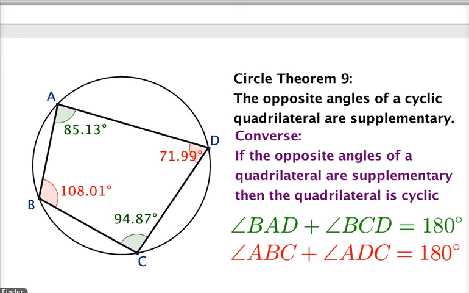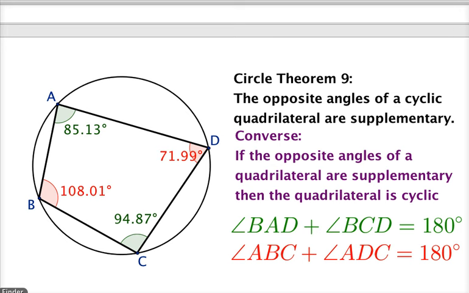Now, what are concyclic points? Concyclic points are points that lie on the circumference of a circle. Okay? So if you've got a cyclic quadrilateral, then your quadrilateral's 4 vertices are on the circle. So a cyclic quadrilateral is a figure whose 4 vertices are concyclic. Do you get it? So a cyclic quadrilateral's endpoints or vertices lie on the edge of a circle.